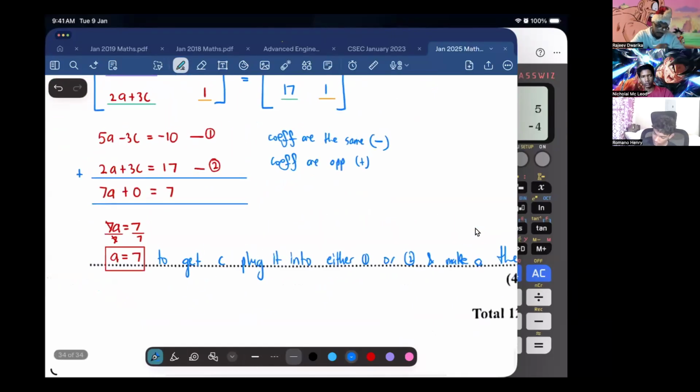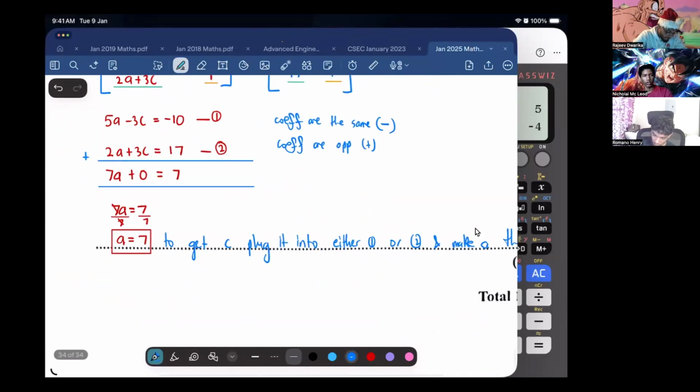So Nikolai, you said 2, right? Yes, sir. 2A plus 3C is equal to 17. All right. So Nicholas, you there? Yes, sir.